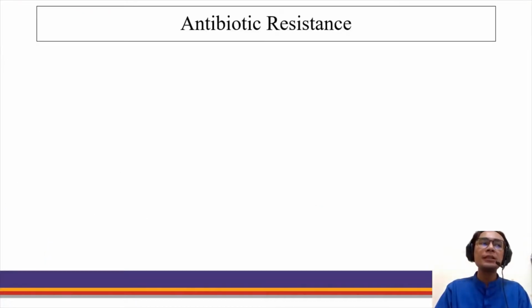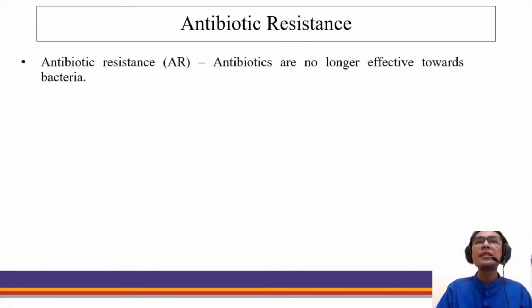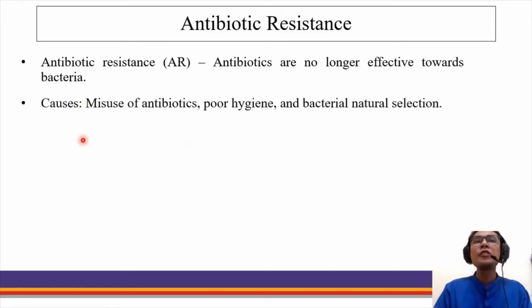But the abuse of antibiotics made us come across a phenomenon called antibiotic resistance. So what is antibiotic resistance? It is a condition where antibiotics are no longer effective towards bacteria, which is caused by abuse and misuse of antibiotics, poor hygiene, and bacterial selection itself.